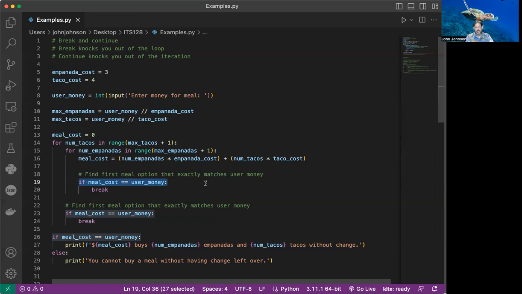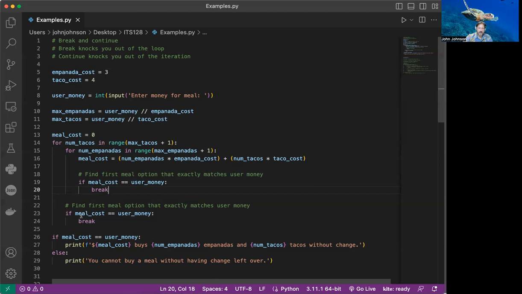When we add that extra empanada, we're trying to calculate, did we just use up exactly the amount of money that we have? If we do, there's no more sense in going through all of this, because we know that adding on a taco or an empanada is going to put us over the amount of money that we have. So it doesn't make sense to continue. And that's why we have a break here. The break allows us to kick out of here altogether and go to the end of this for loop. So we're not going to do any more iterations of it. We're going to knock out, we're going to go down here.